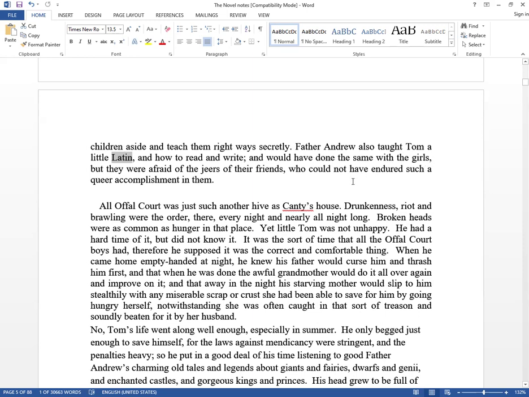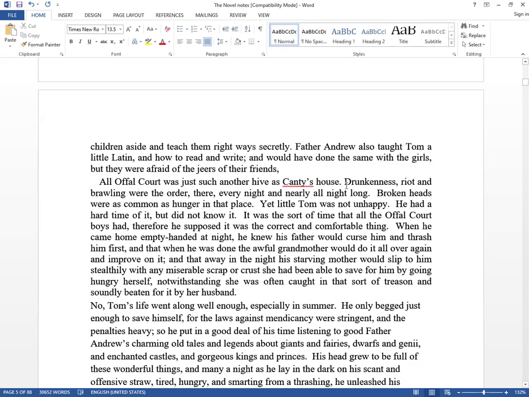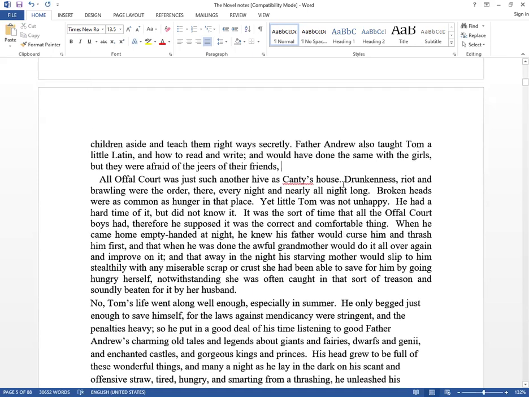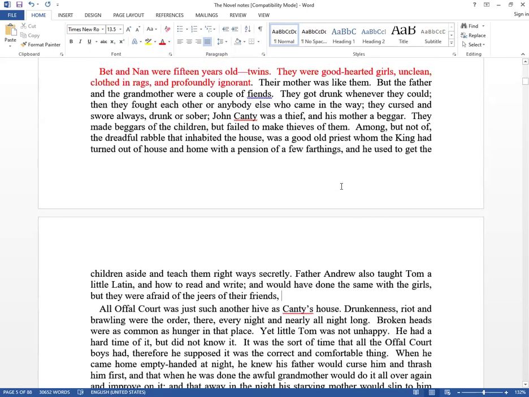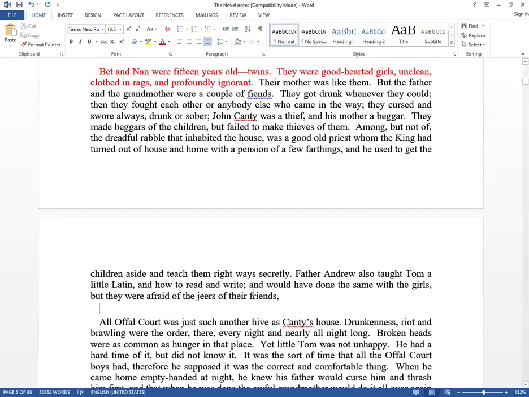Father Andrew could have taught the girls too, but they were afraid of jeers. Girls were afraid of jeers, mockings, jesters, laughs of their friends. Jeers means laughs. Who could not have endured such a laugh? Right. That's all. This part is not in your book. It's from the original book. Right. Now that is the nature of Tom's family members.